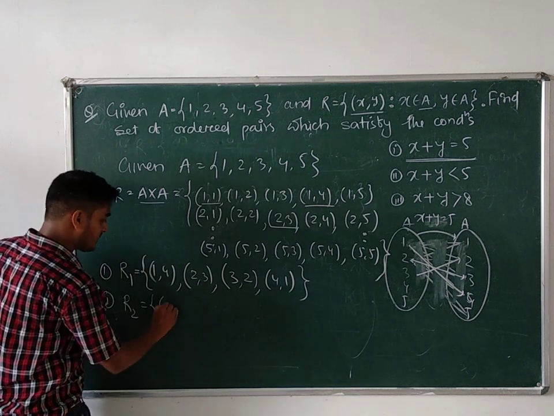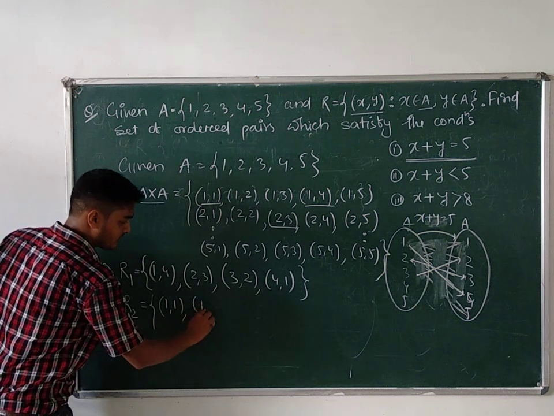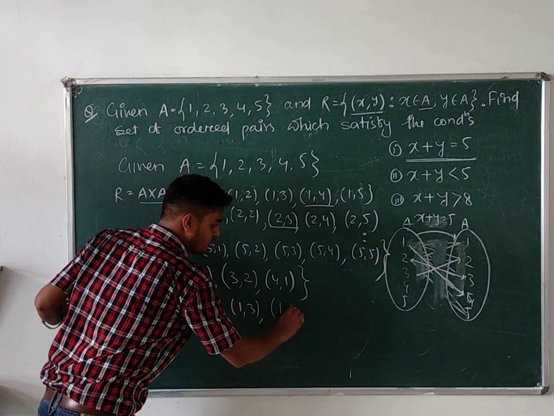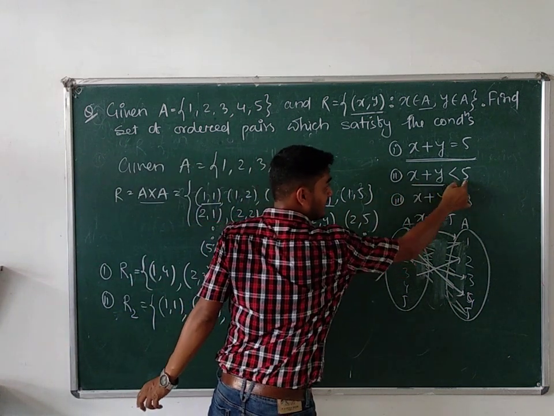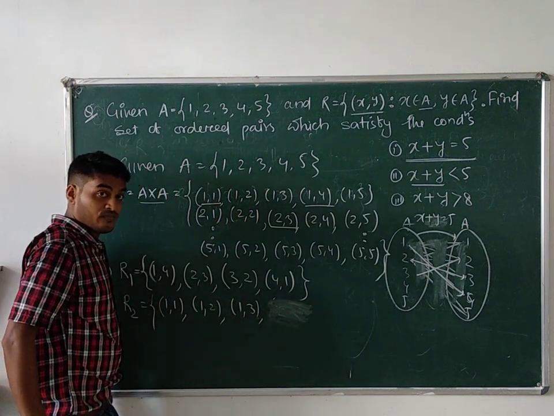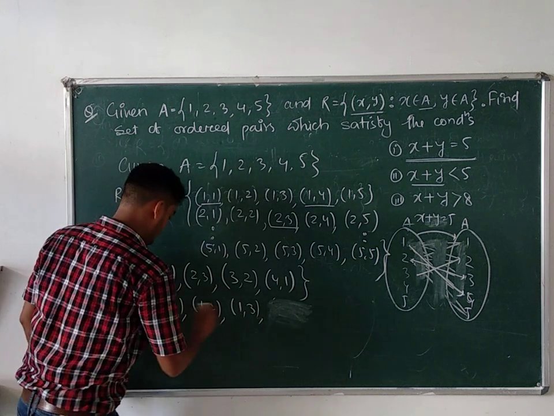That means if I start from 1, then obviously we can consider (1, 1). We can consider (1, 2). We can consider (1, 3). Can we consider (1, 4)? No. 1 plus 4 is exactly equal to 5, but you have to consider less than 5. That's why you are not supposed to consider this one. What about other ones? (1, 5)? No. (2, 1)? Yes.